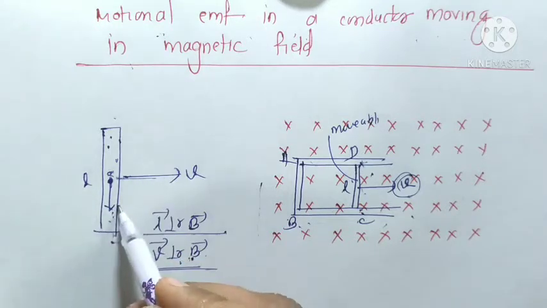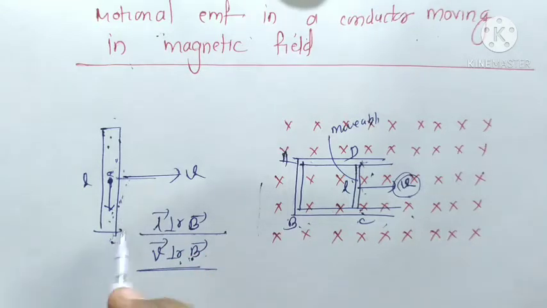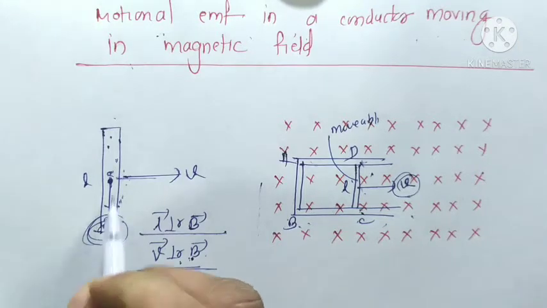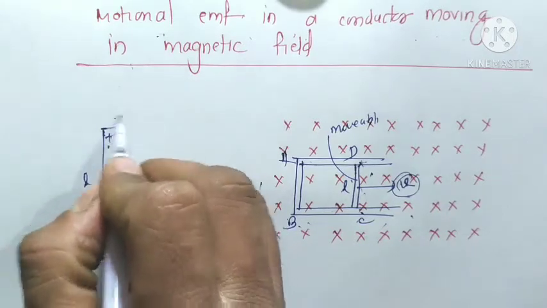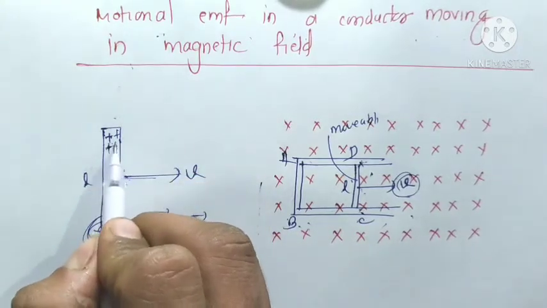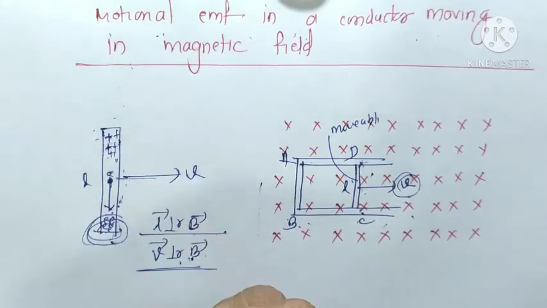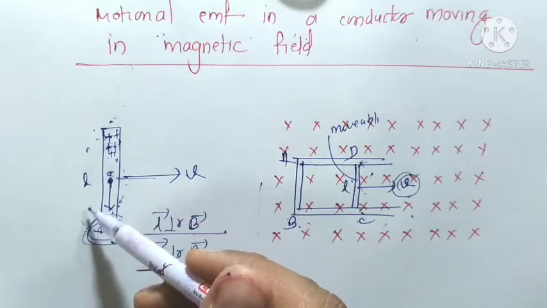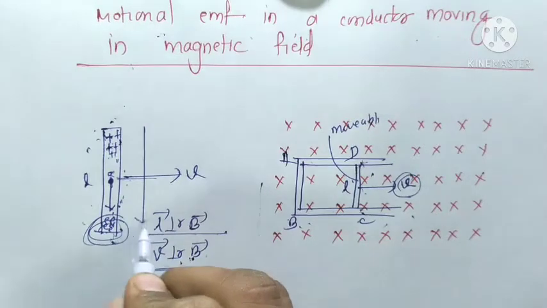Due to this, all the free electrons of the rod start depositing at the bottom of the rod. Due to the lack of electrons at the upper end, the number of positive charges increases there. So a potential difference is generated across both ends of the rod, and an electric field is generated.